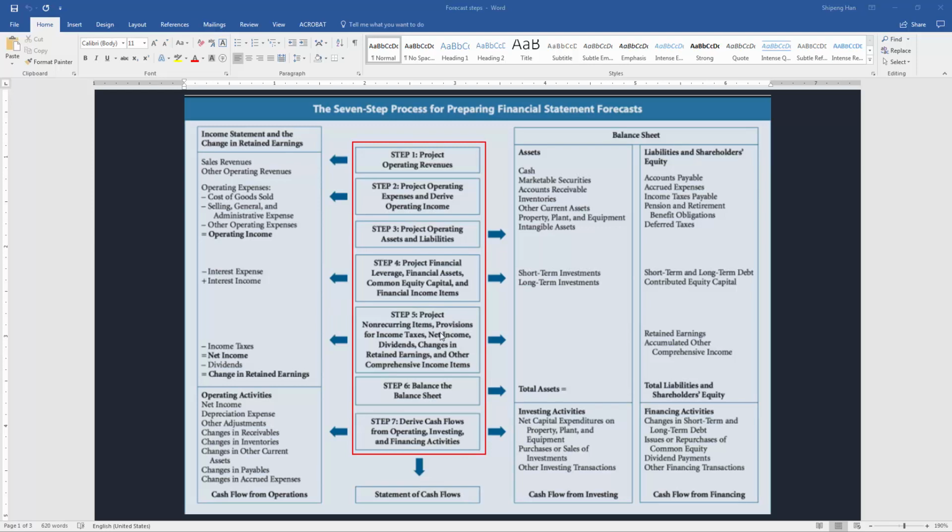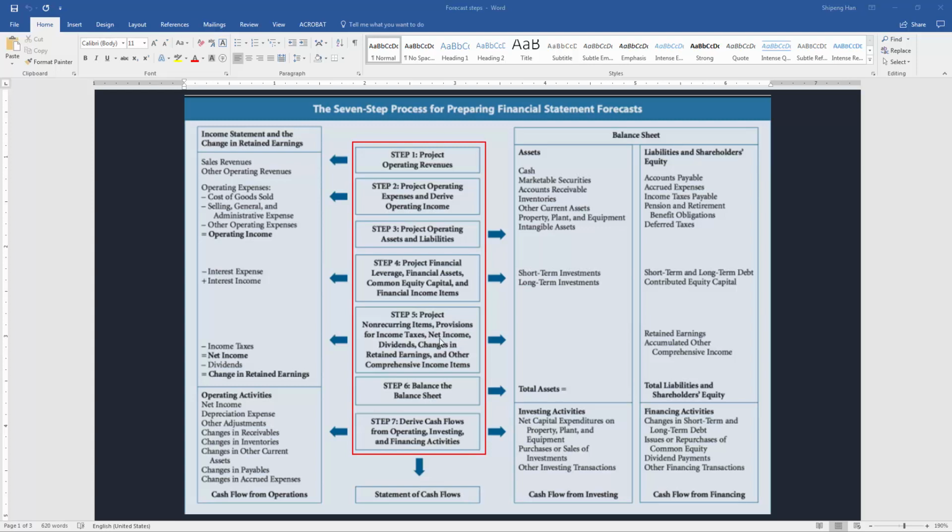Step 5. Project non-recurring items, provisions for income tax, and net income. I introduced the project dividends, retained earnings, and other comprehensive income items in step 4 already. So in this step we only project non-recurring items and income tax. And all other items in the income statement we've already forecast. So after we forecast the income tax, the income statement is complete.